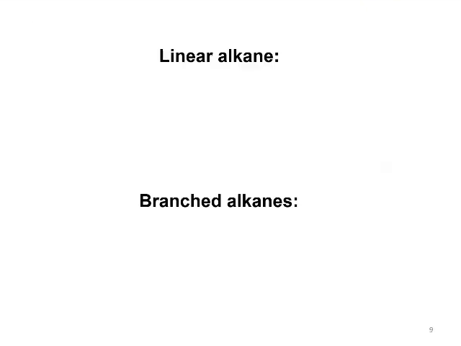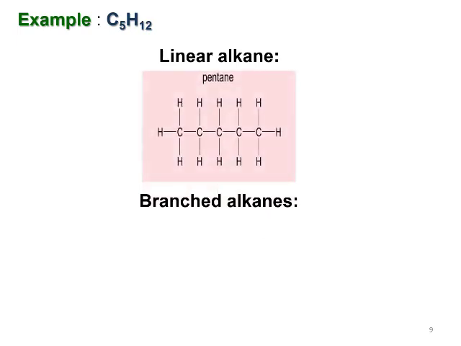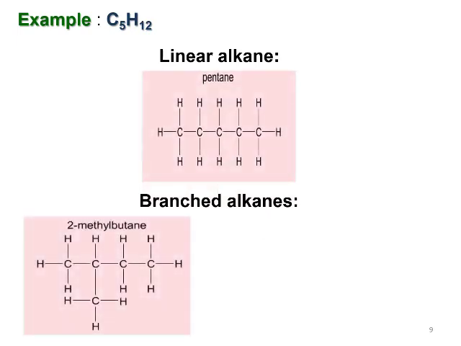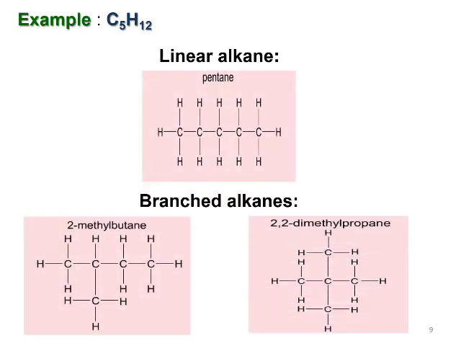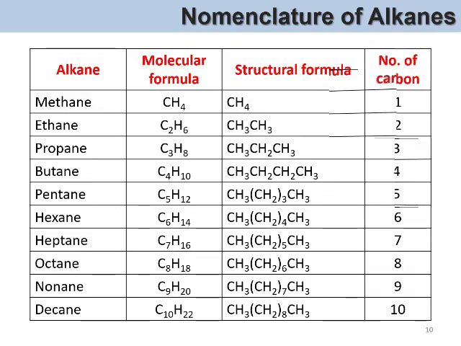This is example for linear alkane, which is pentane, and the branch alkanes 2-methylbutane and 2,2-dimethylpropane. Can you see differentiate between linear and branch alkanes? The table shows the first 10 unbranched alkanes.